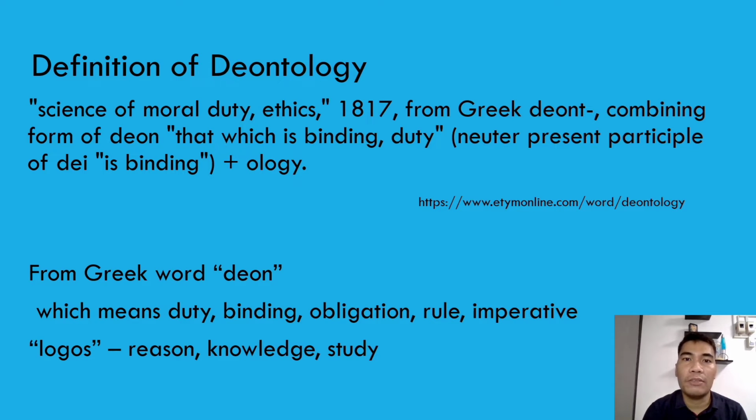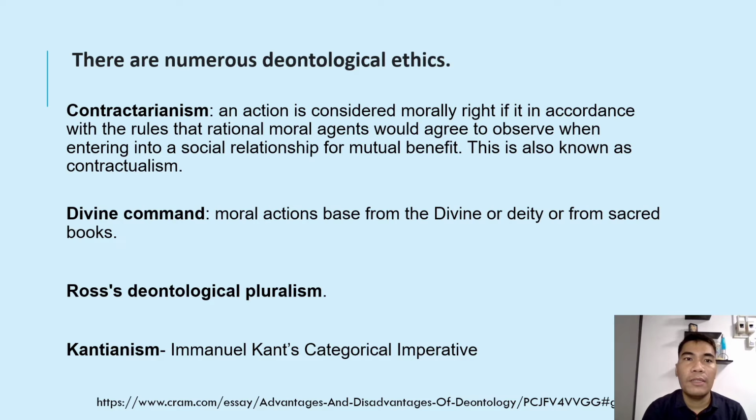An example of deontology is the belief that killing someone is wrong. Deontological ethics are duty ethics, where an action is considered morally right if it is in accordance with some list of duties and obligations. With that, there are numerous deontological ethics, like contractarianism. An action is considered morally right if it is in accordance with the rules that rational moral agents would agree to observe when entering into a social relationship for mutual benefit. This is also known as contractualism.